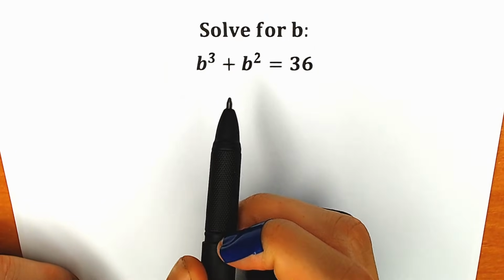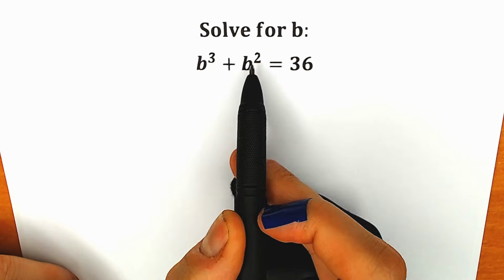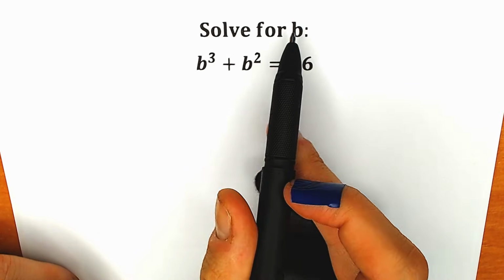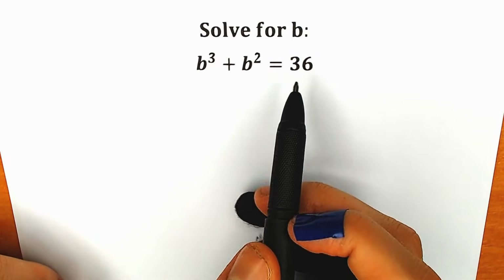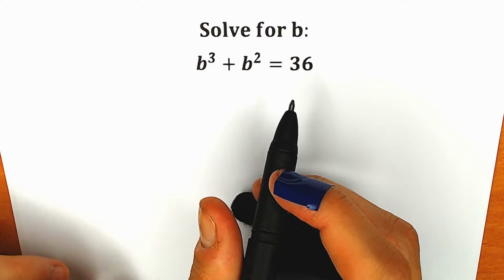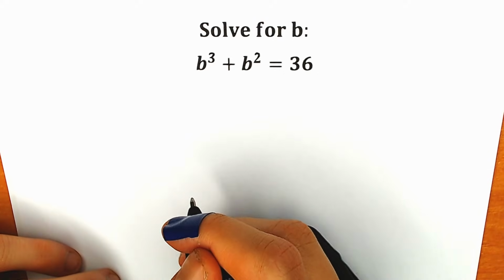Today we have a really interesting cubic equation: b cubed plus b squared equal to 36. We need to solve this equation for b. If you have your solution, your answer, you can also write it in the comments below and then we will check your answer, so it will be really interesting.